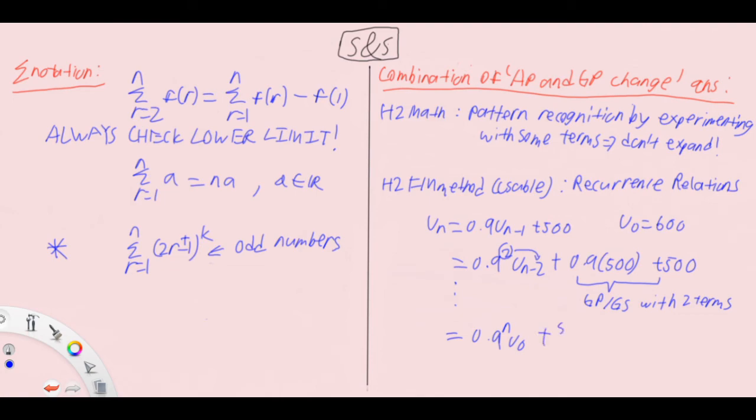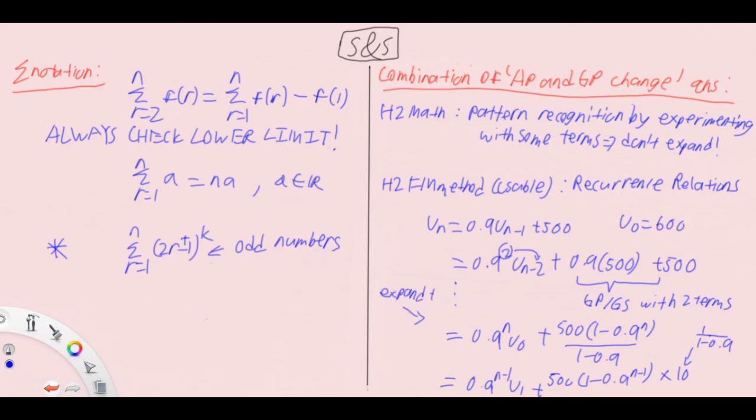Therefore, if you're given u0, you have to expand to u0, giving us 0.9 power n times u0 plus 500 times bracket 1 minus 0.9 power n, which is the number of terms, over 1 minus 0.9. If you expand to u1, it's basically 0.9 power n minus 1, and the number of terms is now n minus 1, therefore power n minus 1 in our summation of our geometric progression. So the first line is to expand to u0, and the second line is expanded to u1.